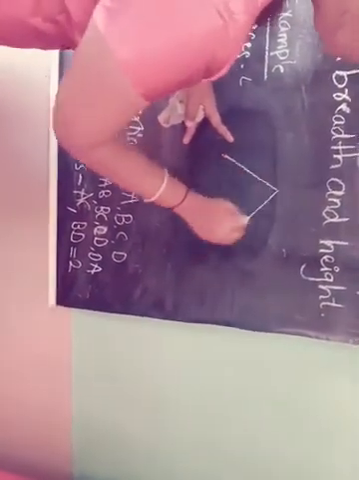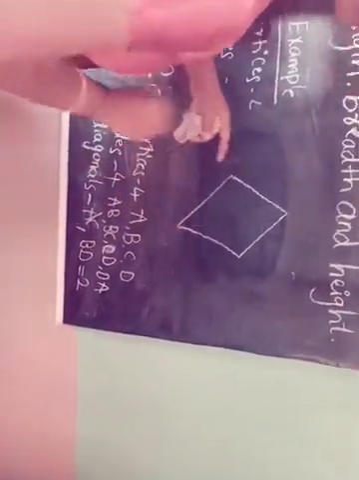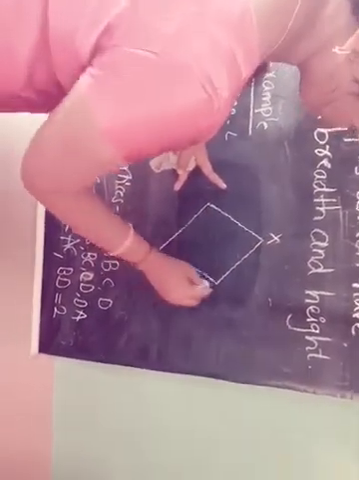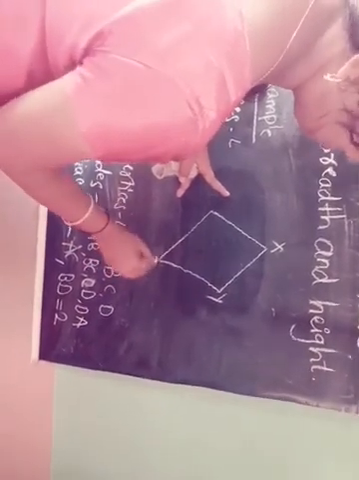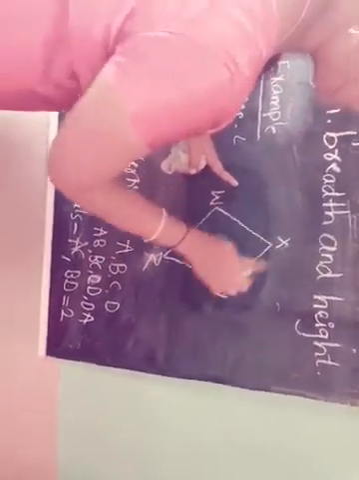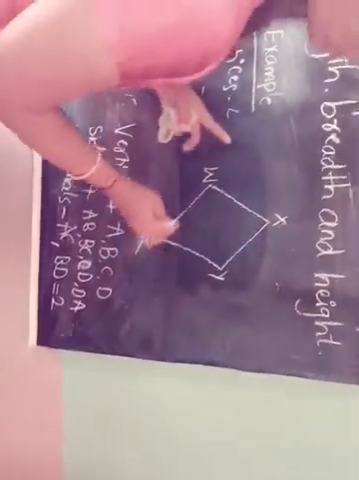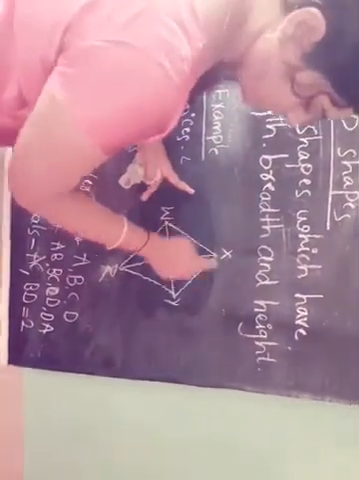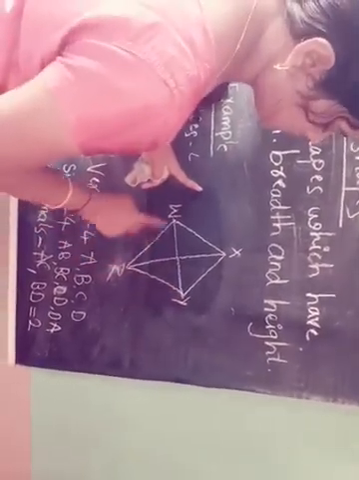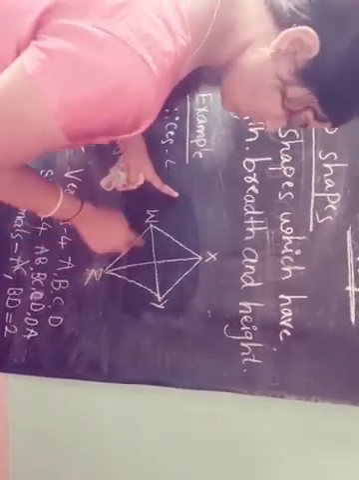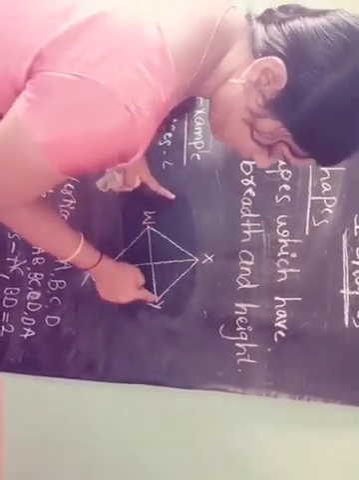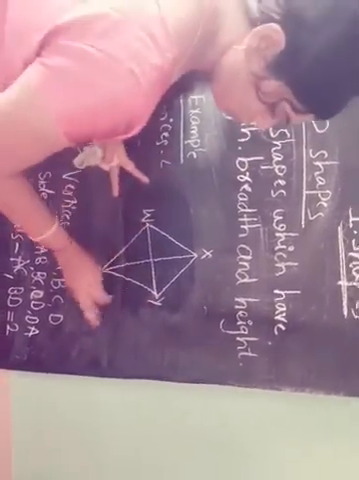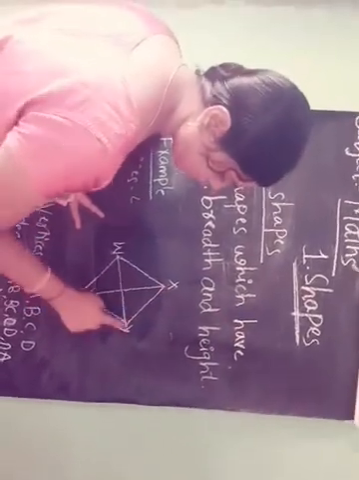Now this one. Yes, how many vertices does it have? 4. W, X, Y, Z. 4 vertices. Here also we can draw diagonals. W, X, Y, Z are vertices. W, X one side, X, Y one side, Y, Z, Z, W. These are the sides. 4 sides. And diagonals X, Z, W, Y.